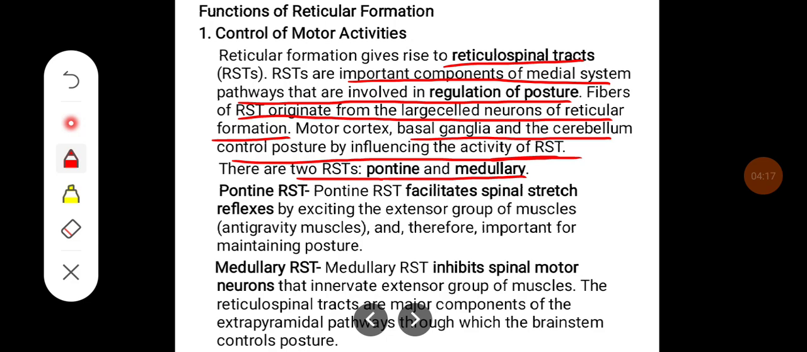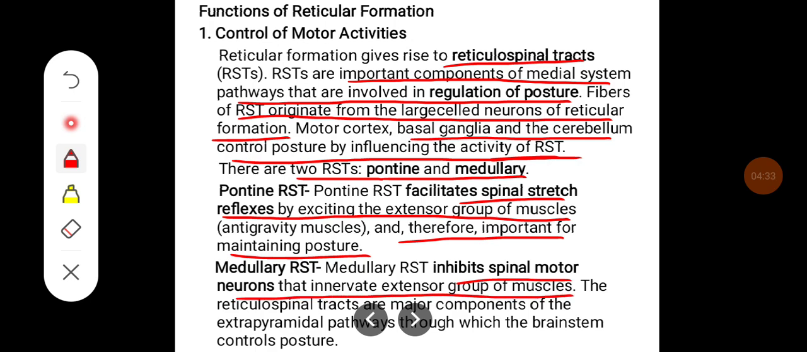The pontine reticulospinal tract facilitates the spinal stretch reflexes by exciting the extensor group of muscles, that is anti-gravity muscles, and therefore is important for maintaining posture. Whereas the medullary reticulospinal tract inhibits spinal motor neurons that innervate the extensor group of muscles. The reticulospinal tracts are major components of the extrapyramidal pathways through which the brainstem controls posture.